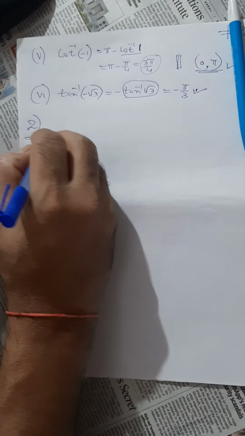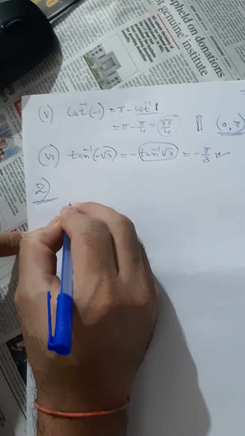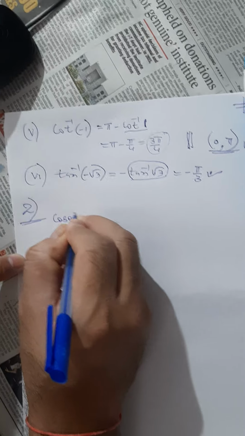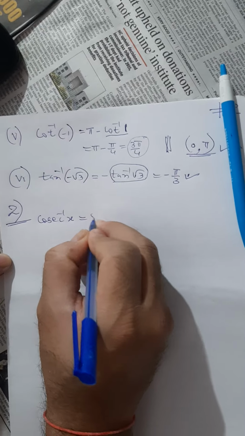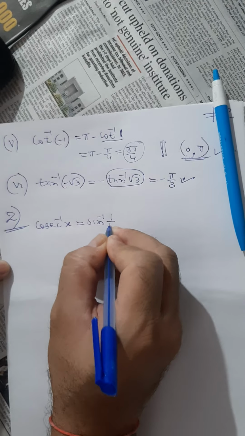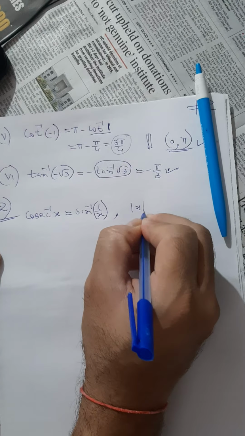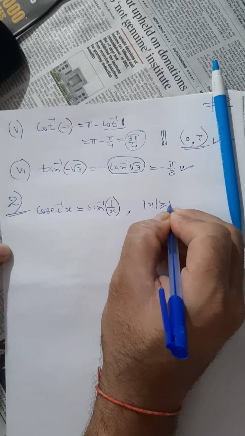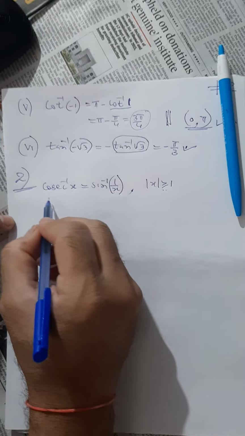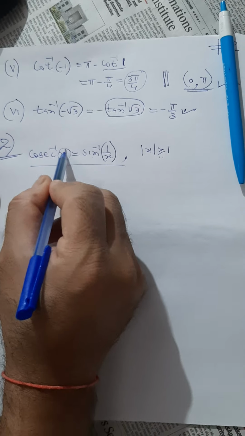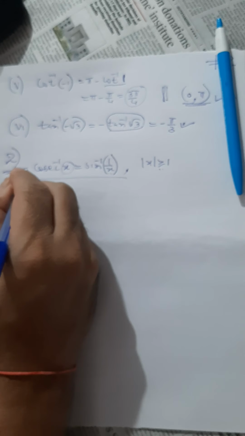Now the next result is about the corresponding function. Suppose I have cosec inverse x, which equals sine inverse 1 by x. You know that x is from R minus the open interval -1 to 1, so this is the domain. If you want to convert cosec inverse into sine inverse, just take the reciprocal of the angle.